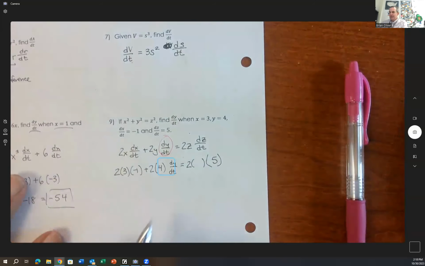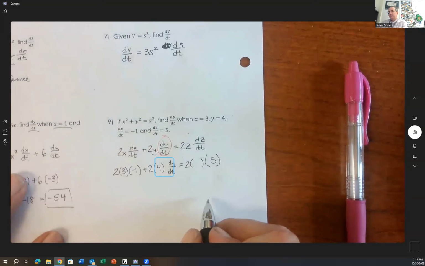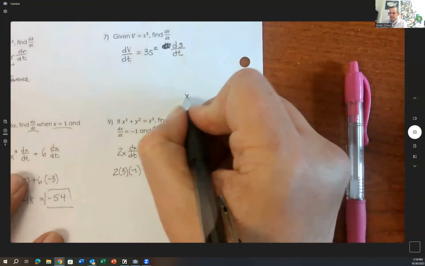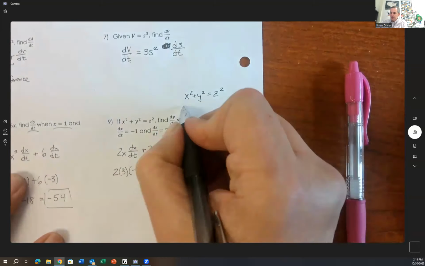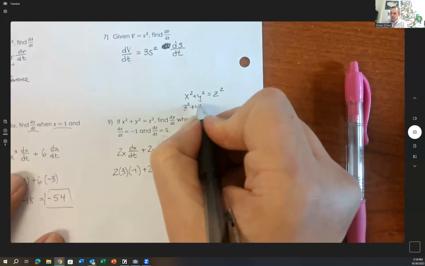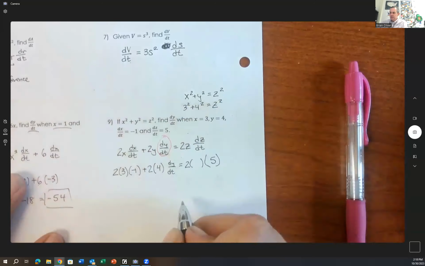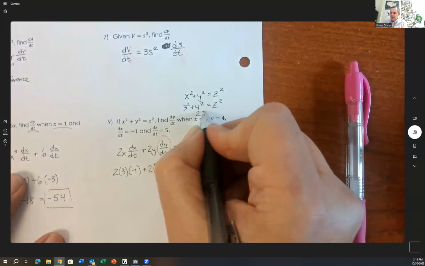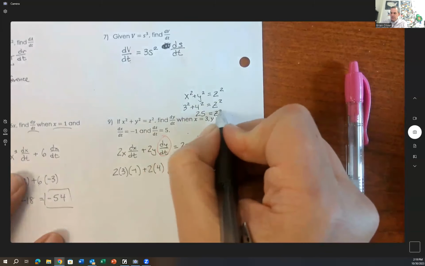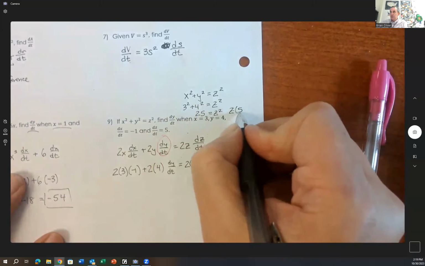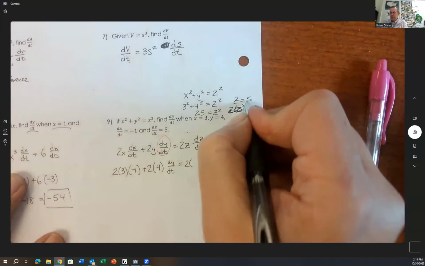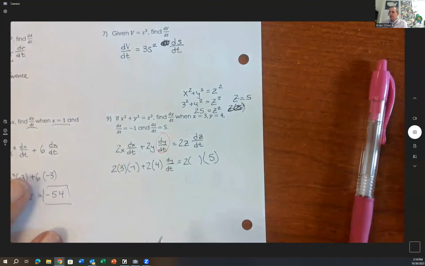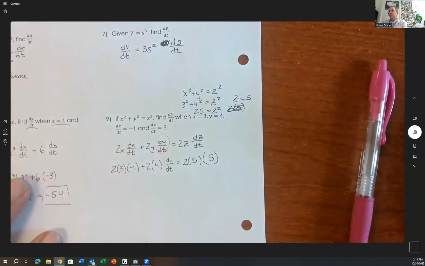Well, here's the fun part. I can actually figure out what z equals, because x squared plus y squared equals z squared. So 3 squared plus 4 squared equals z squared. That's 9 plus 16, so 25 equals z squared. So I know that z is going to equal 5. It's a 3, 4, 5 kind of triangle situation. So technically, this is 5 as well.